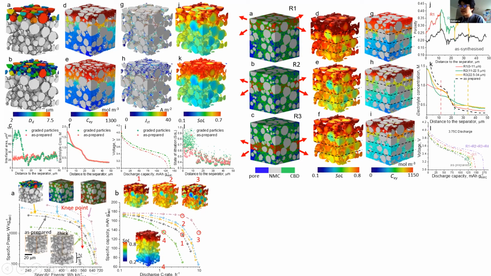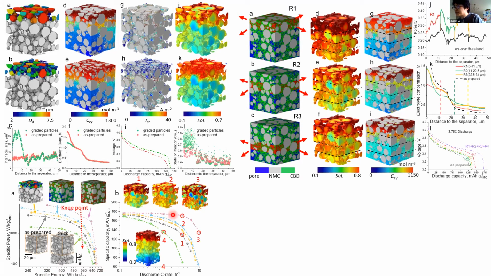And then we can conduct a bunch of different investigations on different microstructures. For example, just gradient particle size, gradient pore size or porosity, and high porosity sample or thick electrode, and as prepared electrode. And we plot this specific power against specific energy. We see different trends as well.